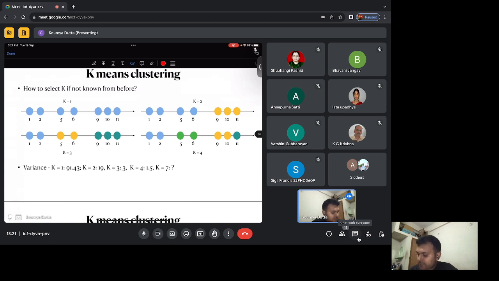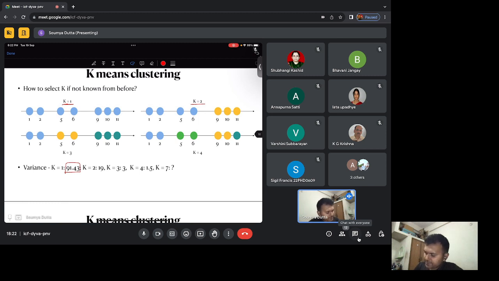So here what you will do is, you will start with k equal to 1. This is the general way in which the k-means algorithm will proceed. You will start with k equal to 1. That means all of them belong to the same cluster. You calculate the variance of that. Okay, that is the first. Then you do k equal to 2.